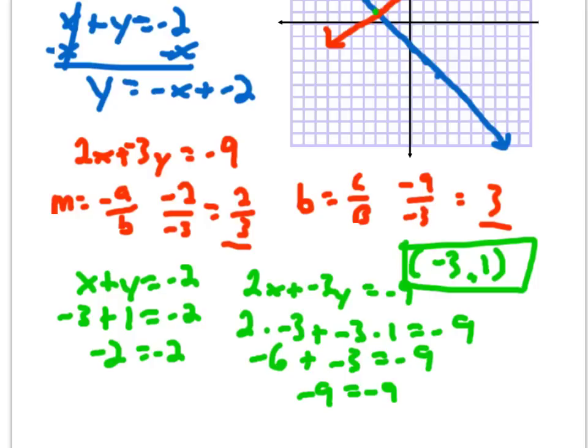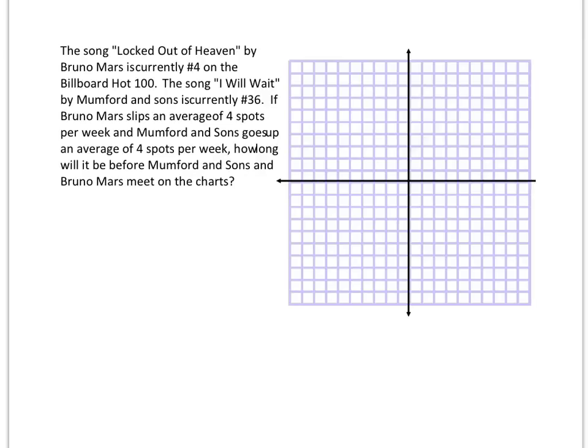Alright, so again, don't skip any steps on this. And let's go to one last example. Alright, so here's a word problem. We've got the song Locked Out of Heaven by Bruno Mars is currently number 4 on the Billboard Hot 100. The song I Will Wait by Mumford & Sons is currently number 36. And Bruno Mars slips an average of 4 spots per week, and Mumford & Sons goes up an average of 4 spots per week. How long will it be before they meet on the chart?